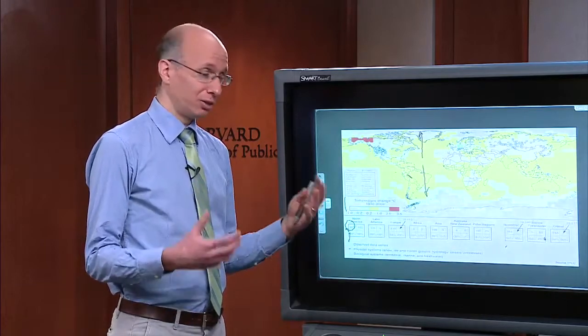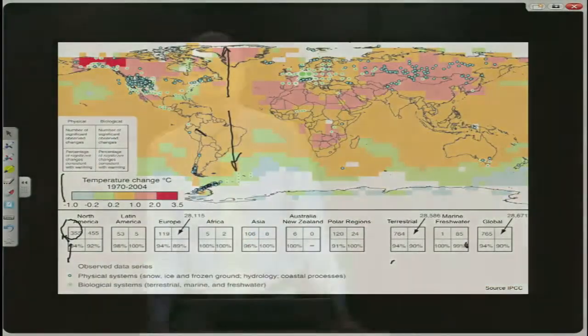So at the next class, now that we've considered the signs that the planet is warming, both in the temperature record and in evidence in the living natural world, we're going to turn our attention to how science understands how greenhouse gases are contributing to this warming that's been observed.